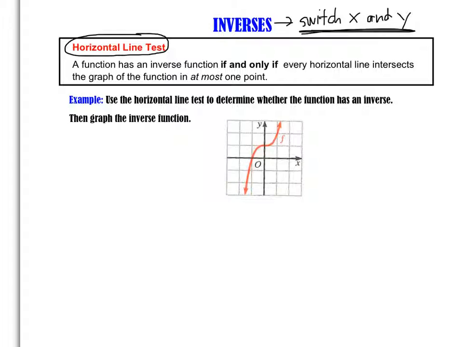So let's look at this first example. First it says, use the horizontal line test to determine if it's a function.